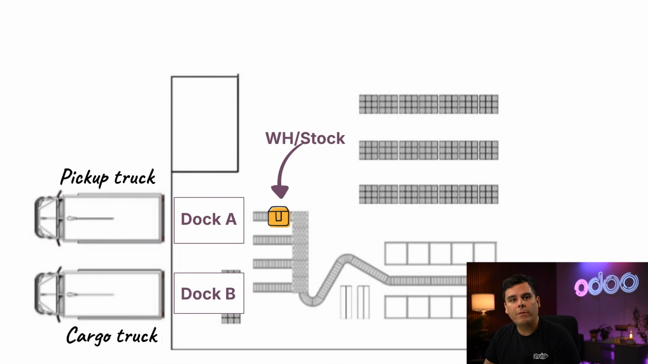So here's a quick overview of our locations. When we set outgoing shipments to 2 steps, the WH output location is automatically created. In our output zone, we have 2 docks. We've called them Dock A and Dock B in Odoo, and their parent location is that output location I just mentioned. Dock A is where we load smaller shipments onto the pickup truck. Dock B is for larger shipments on the cargo truck.